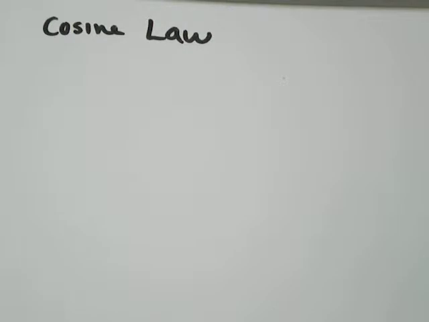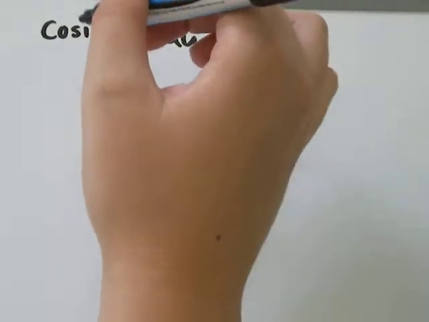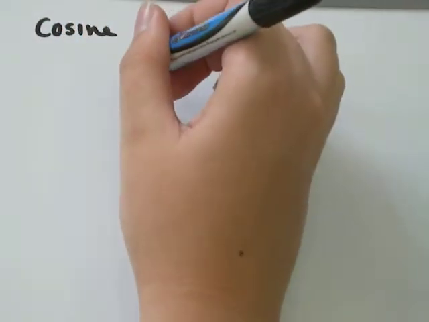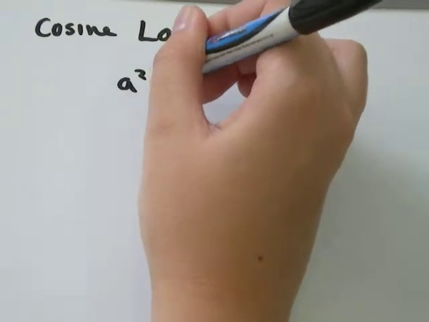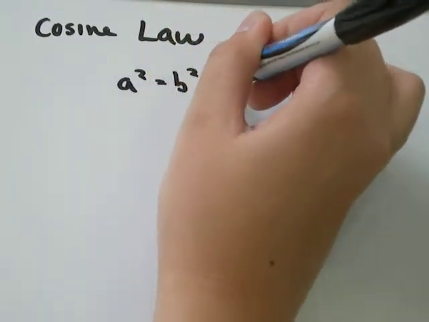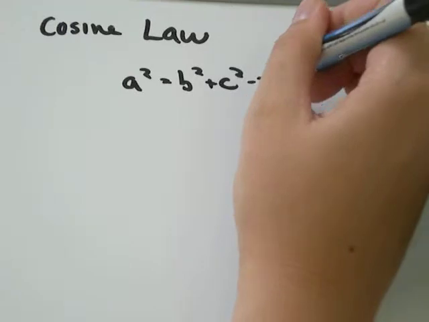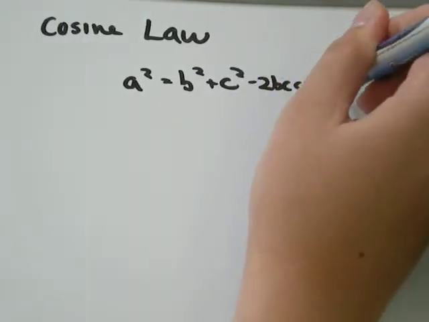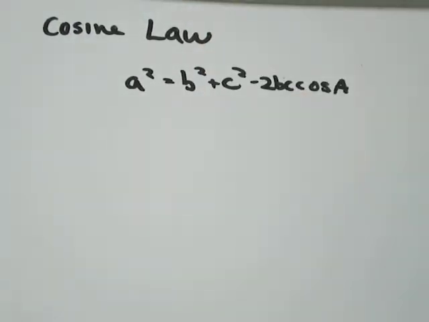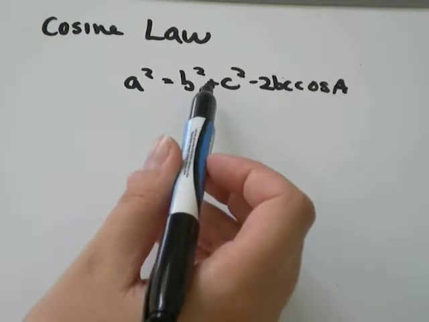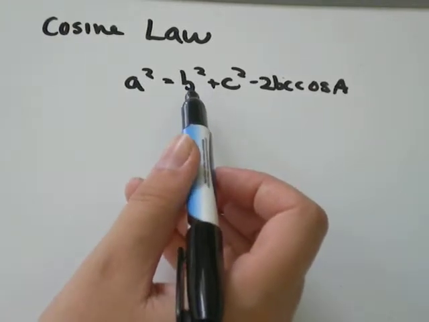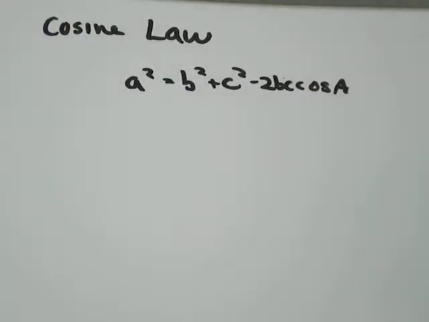So let's talk a little bit about the cosine law. It's useful sometimes. A squared equals b squared plus c squared minus 2bc cos a. So a squared equals b squared plus c squared. You might notice that kind of looks like the Pythagorean theorem a little bit. And the cosine law is actually just a more general case of the regular trigonometry and Pythagorean theorem and all that stuff.